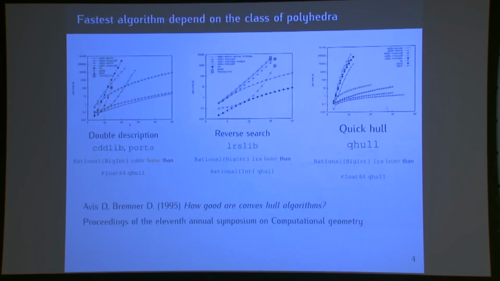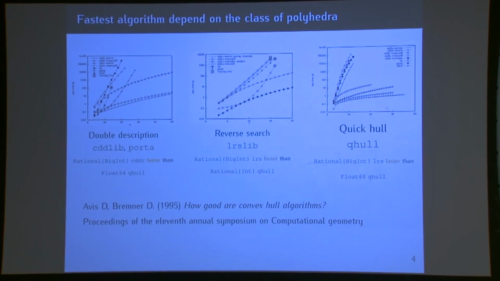Now, one paper that I really like, from 1995, showed that what's tricky with this is that there is no best method for everything. These different libraries can be described with three different algorithms: the double description one, the reverse search one, and the quickhull one. And depending on the class of polyhedra that you have, one of the three is going to be much better asymptotically than the others.